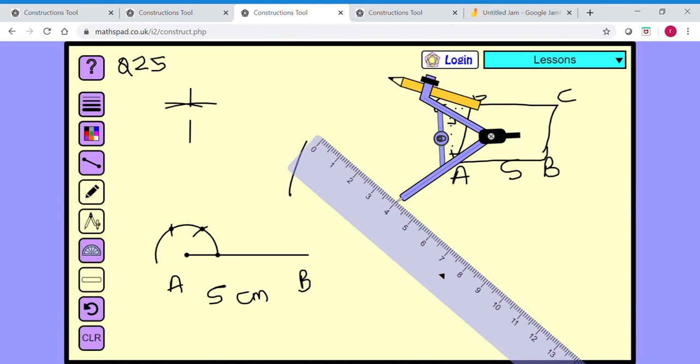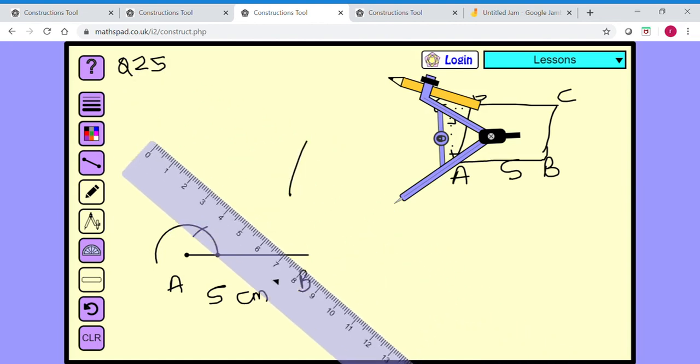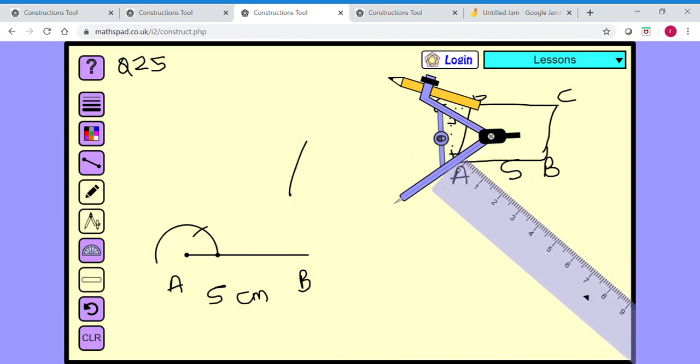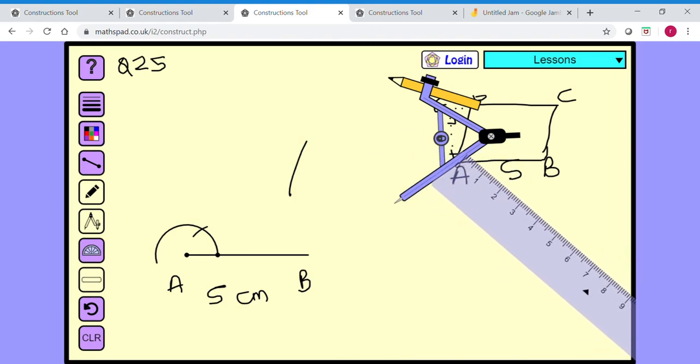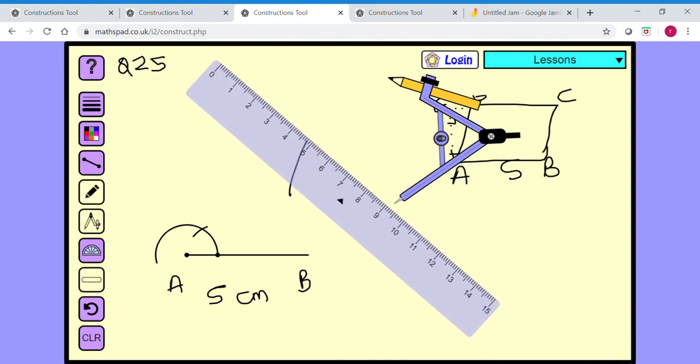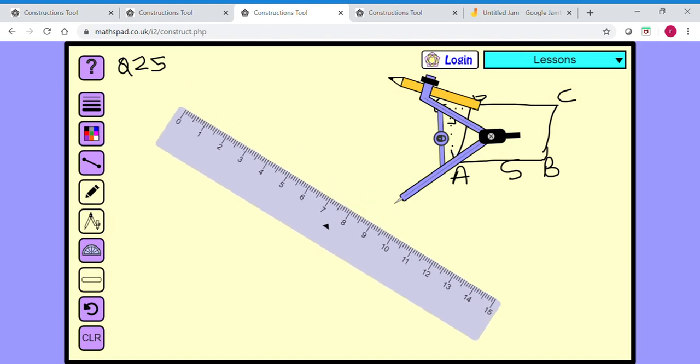Anyway, I've got this extra. I don't know how to remove this now. I don't think I can remove it. So let me just live with this. Okay, let's restart the construction. That's all I can say.